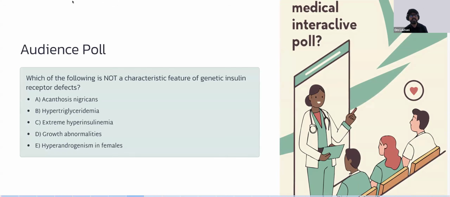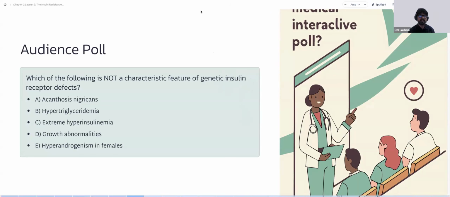Okay, so let's take an audience poll at this point of time. This is a very interesting question. Okay, so let's run this poll. Which of the following is not a characteristic feature of genetic insulin receptor defect? Okay, so which of these? I'll answer this question.